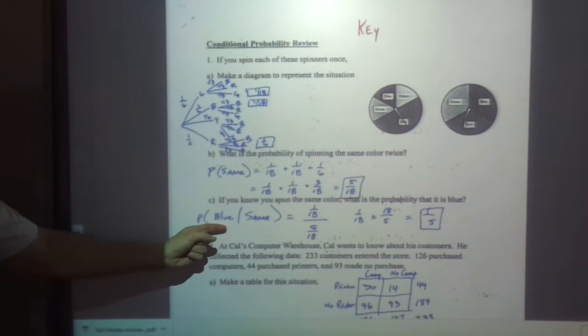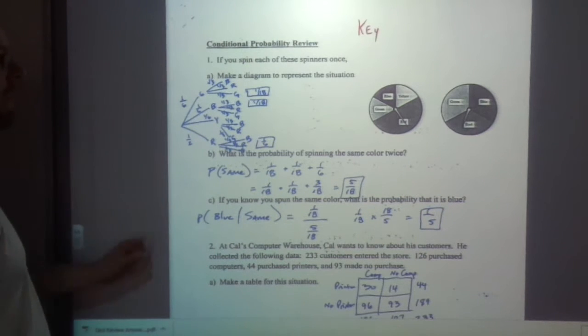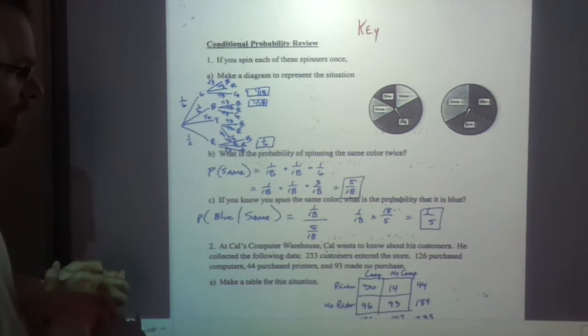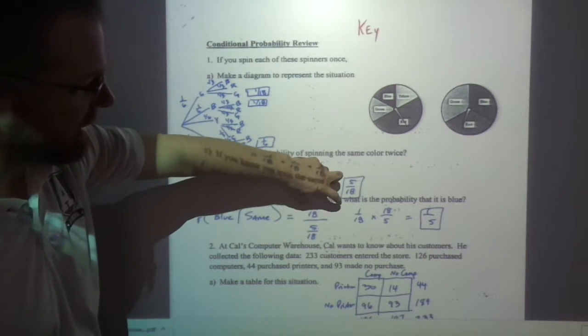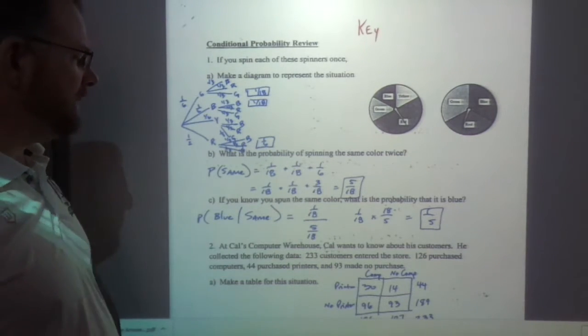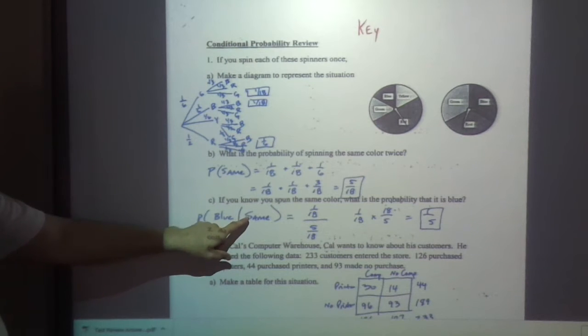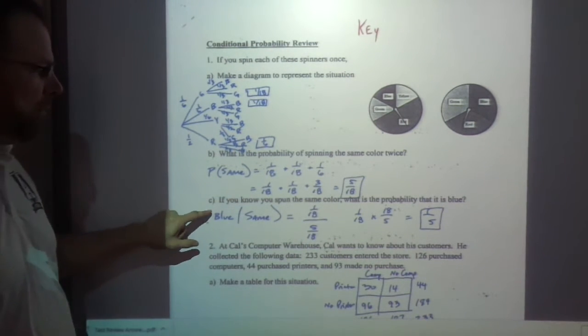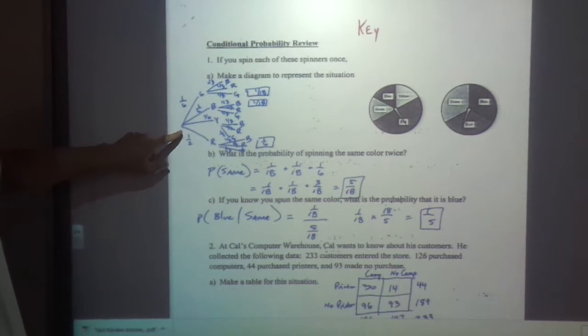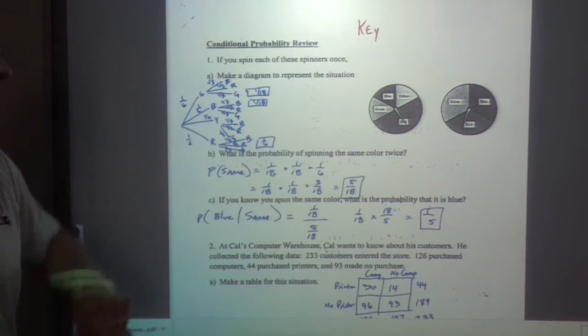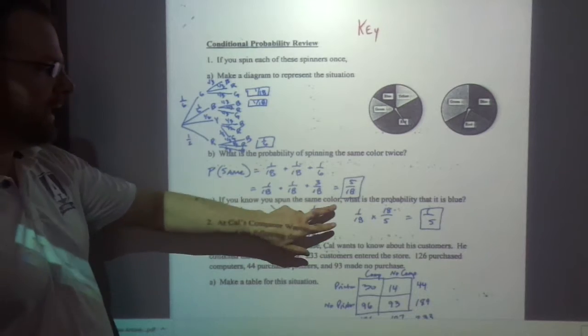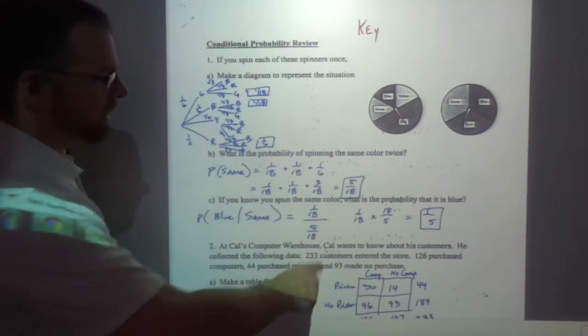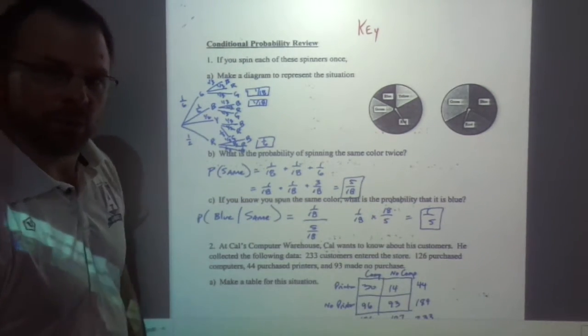probability it's blue, that's the event. So again, our multiplication rule says A and B would be in the top and just B in the bottom. So the probability of the same we figured out right here, so this goes in the bottom. The probability of blue and same would be blue and blue, which is 1/18. Remember that when you divide, we need to flip the second one and multiply. The 18s cancel and we get 1/5.